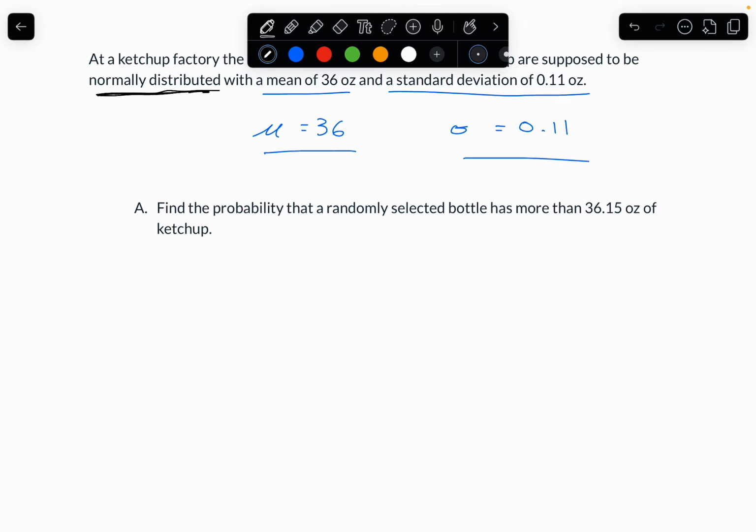We want to find the probability that a randomly selected bottle has more than 36.15 ounces of ketchup. So in general, I think it is always a good idea just to sketch out what this is going to look like on your normal distribution. It does not have to be a particularly detailed graph, but I'm going to draw the graph anyway. So here's my normal distribution. Perhaps it looks something like this.